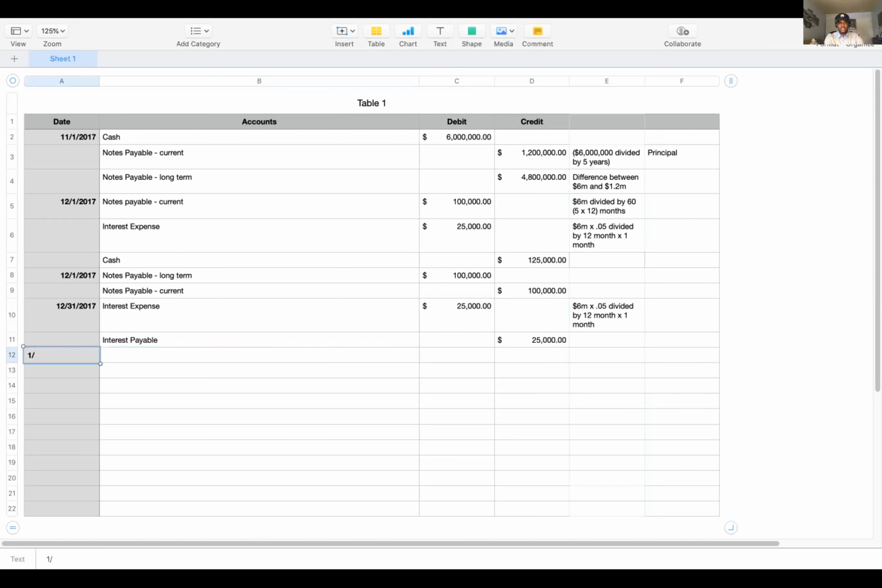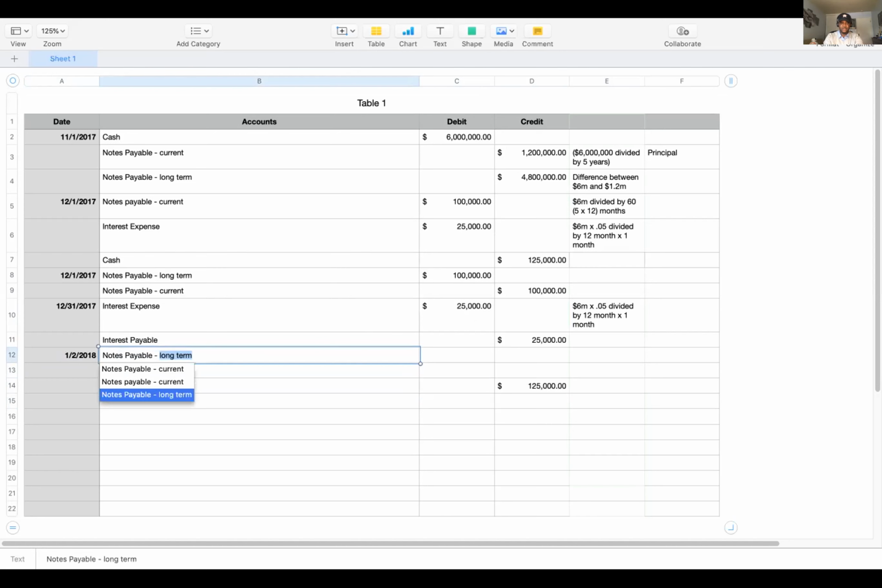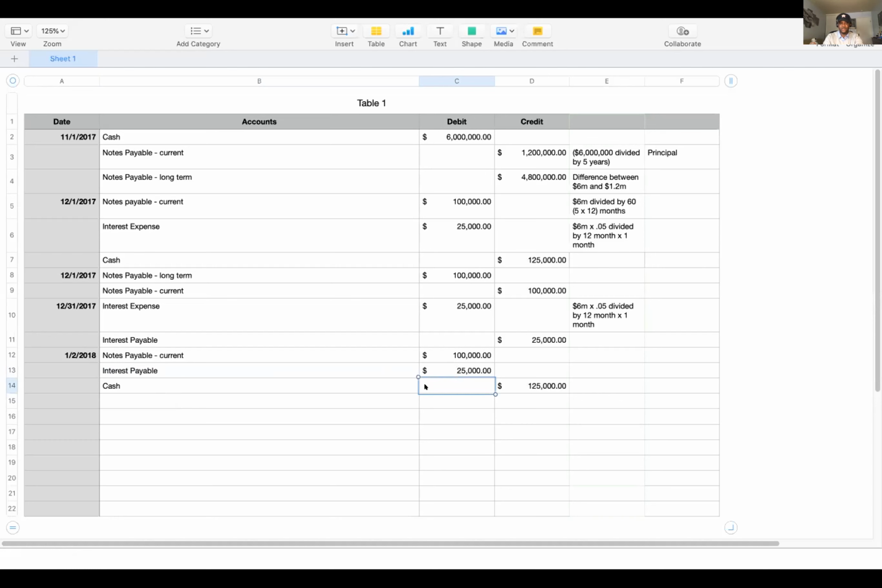And then let's say on January 2nd of 2018, we come back to work, we make our payment, right? We know we're paying cash of $125,000. We know we're paying principal of $100,000. Oh, not $1 million. And our credit goes to interest payable, because we're paying off this interest that was due 2 days earlier.